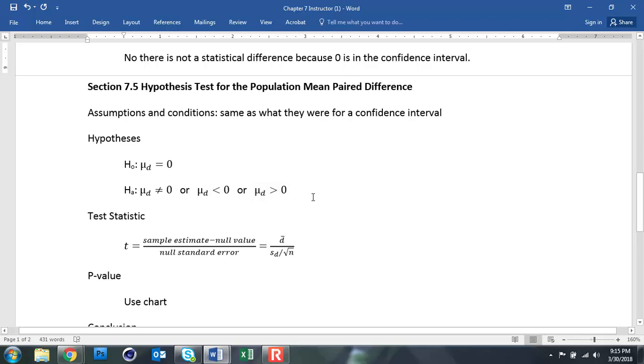Step 3, calculate your test statistic. Again, we're calculating a t-statistic because this is a hypothesis test on means. Sample estimate minus the null value divided by the null standard error. So our sample estimate is d bar, the sample mean of paired differences, minus our null value of 0. And this is why not only is it a special case, it's actually easier because our numerator is just d bar. And then our null standard error is s sub d over the square root of n. It's the same as what we used back in our confidence interval.